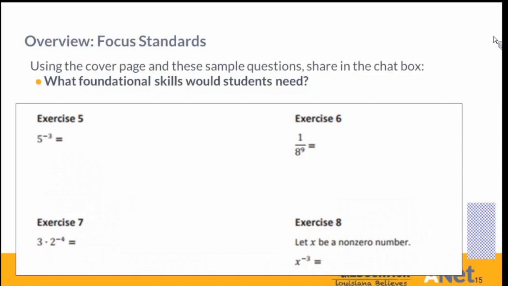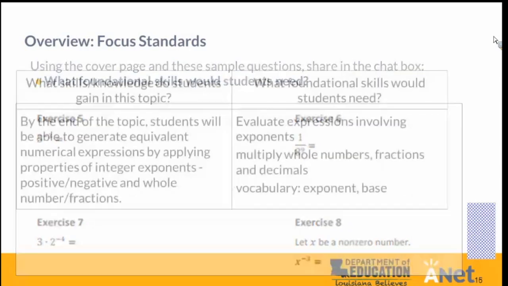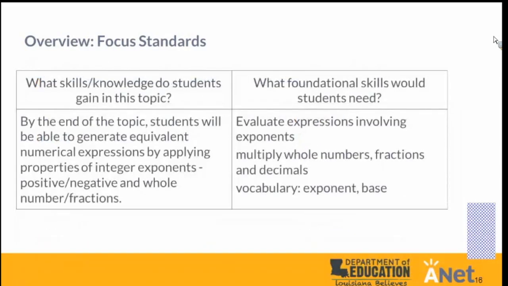When I brainstormed, here's the list of foundational skills that I thought students would need. I felt like they needed to know how to evaluate expressions involving exponents. They need to know how to multiply whole numbers, fractions, and decimals. And it'd be helpful to have some vocabulary related to this content, such as the words exponent and base. Your list might include some other skills as well. These are just the ones I brainstormed based on the sample questions, that it seemed like this was the foundation. If students had these things, they would be set up to be successful with this new grade level content.